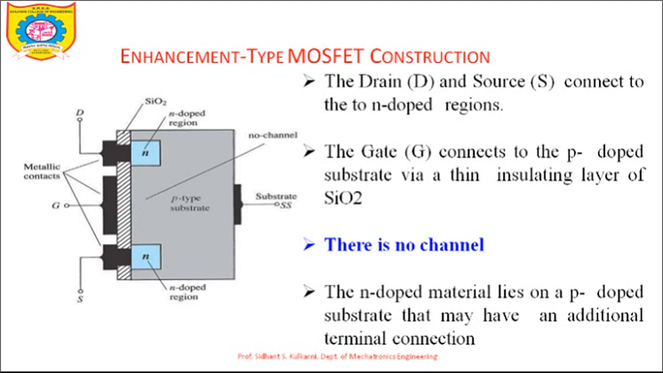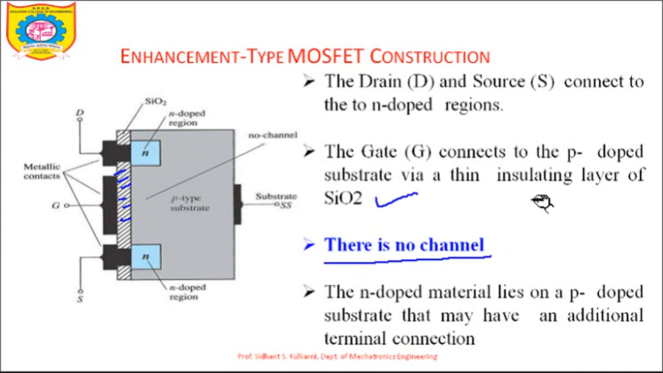Now we'll see the drain and source connected to the n-doped region. That is the first point. Okay, the gate connects to the p-doped substrate via a thin insulating layer of SiO2. Here also the SiO2 layer is present, and through this SiO2 layer the gate will be connected. One more thing, this is also one kind of MOSFET where the gate is insulated from the substrate. Okay, there is no channel. The gate connects to the p-doped substrate via a thin insulating layer of SiO2, and there is no channel initially.